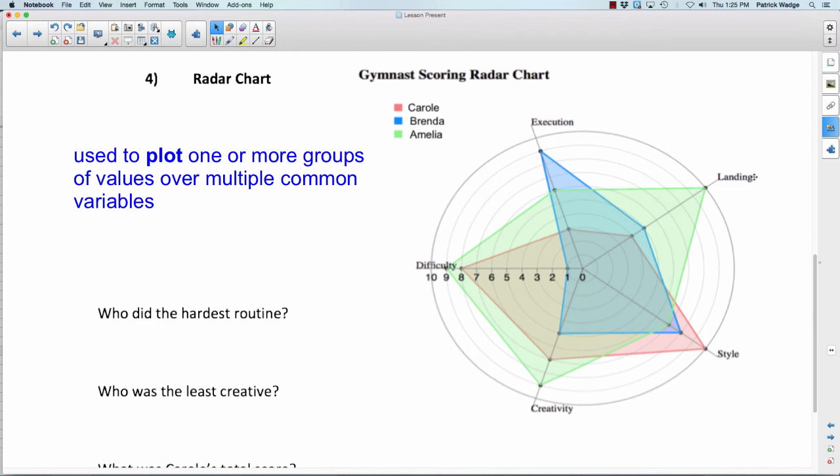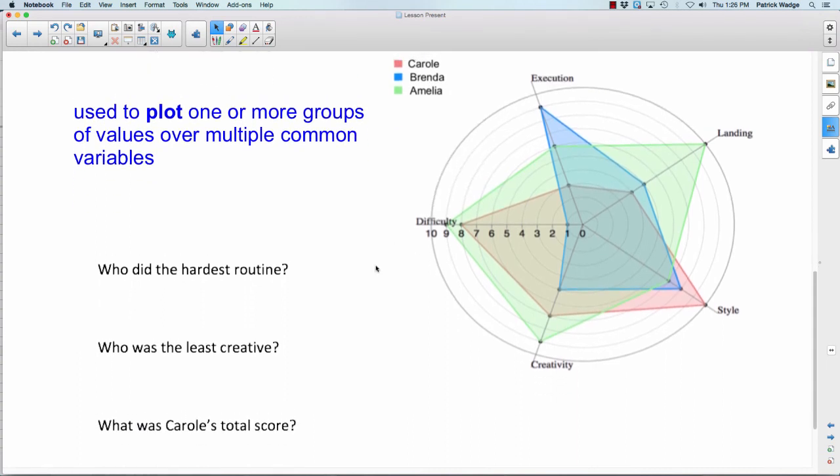And believe it or not, this graph right here shows all Carol's 5 scores, all Brenda's 5 scores, and all Amelia's 5 scores. It's not the easiest thing to read, but it's kind of cool that you're able to do that. So, who did the hardest routine? Well, hardest routine has to do with difficulty, right? So how do you figure out who did the most difficult and the least difficult? You look out, they have all these concentric circles here. And if you have a dot right here, like this poor blue person did, Brenda, her difficulty level was only a 1. Not very difficult. She did like 1 somersault and 1 cartwheel, and that was it or something. I don't know. So she got a 1.